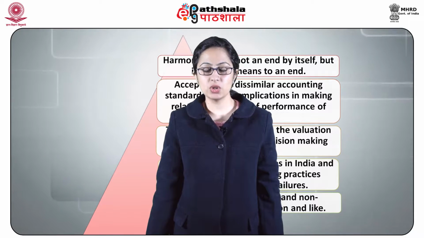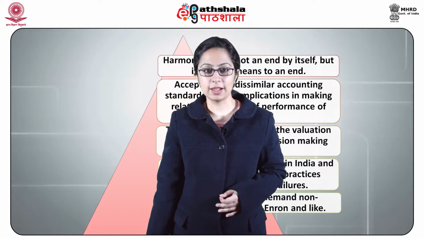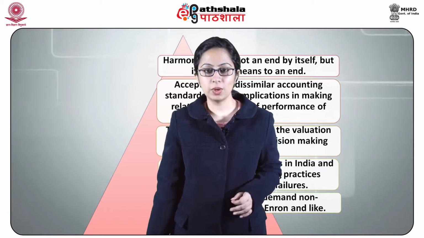The US GAAP reconciliation statement revealed that the company had suffered a loss of DM 949 million. For example, British Telecom Inc. reported a profit of £1,769 for the year ended 31st March 1994 under the UK GAAP, but under the US GAAP reconciliation, the net profit was reduced to £1,476. Harmonization is not an end by itself, but it is also a means to an end.